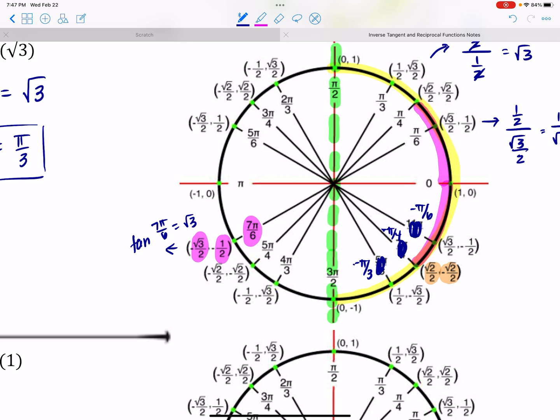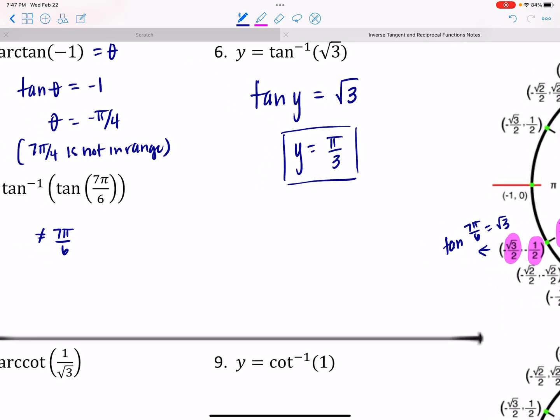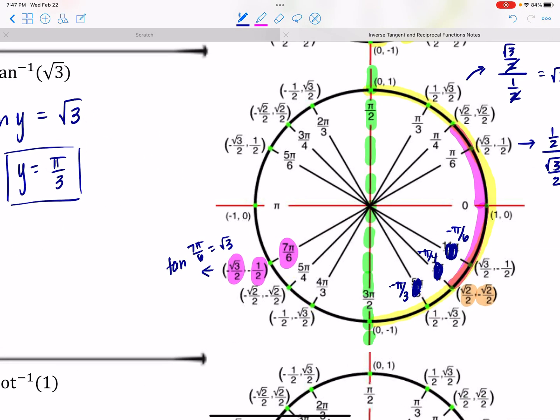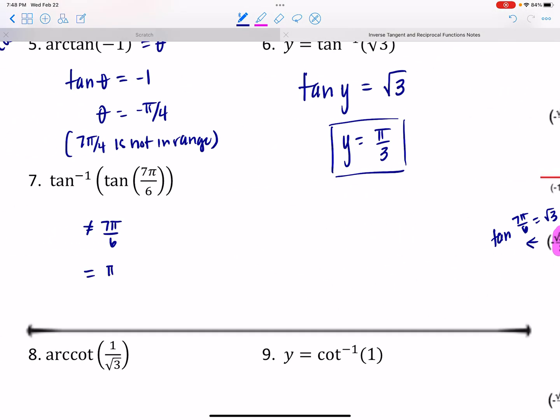So here, because 7 pi over 6 isn't in range, and also because pi over 3 has the same tangent value as 7 pi over 6, we're going to take pi over 3. Pi over 3 is in range and has the same value for tangent. So we're going to take pi over 3, because the tangent of both is equal to radical 3. They have the same value for tangent, but we're choosing the angle that is in the range.